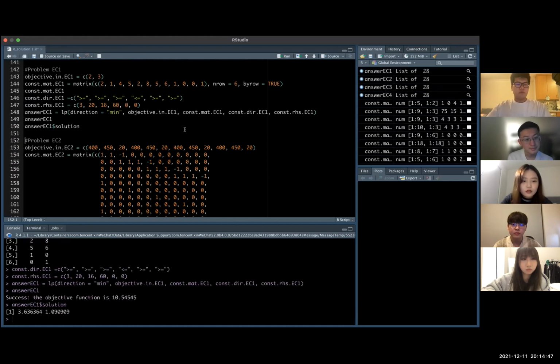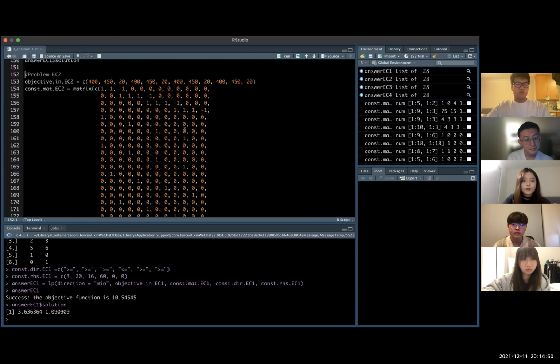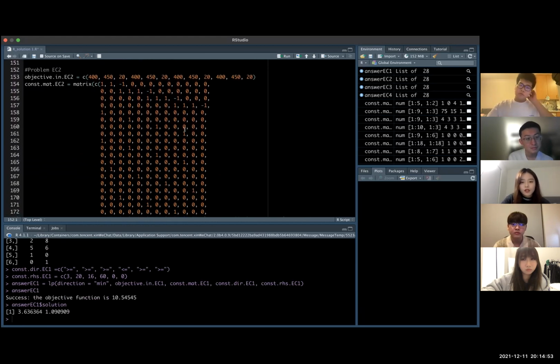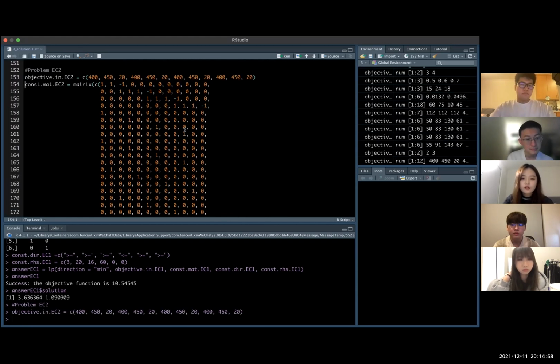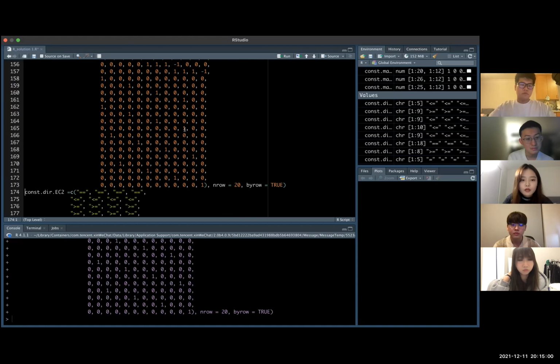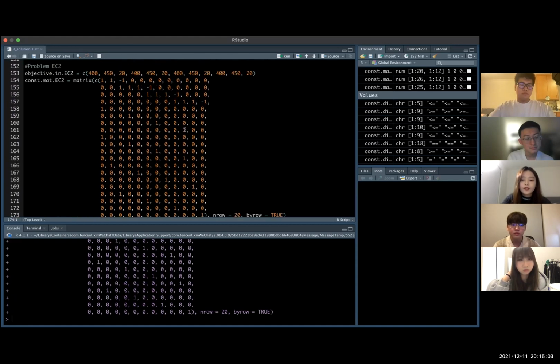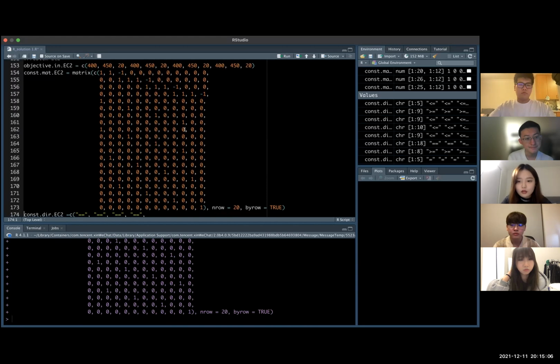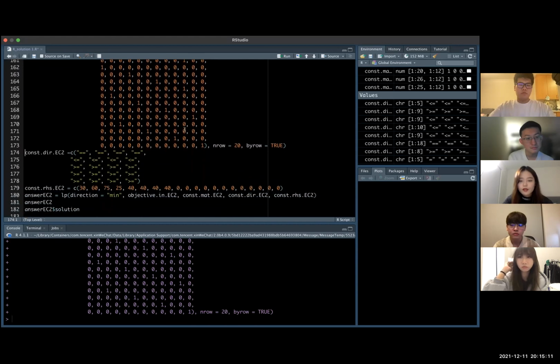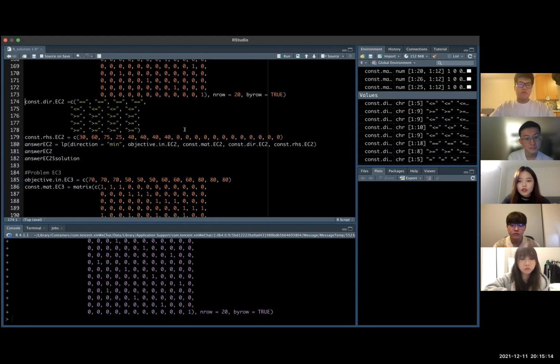For extra credit question 2, put in the coefficients of the objective function. The constraint coefficients are all these numbers. Put the period 1 ending inventory here, and since we have 20 constraints, we divide them into 20 groups by sequence, which is the number of rows equal to 20, and the directions of the constraints are these numbers. Then we use a linear programming function to get the answer.